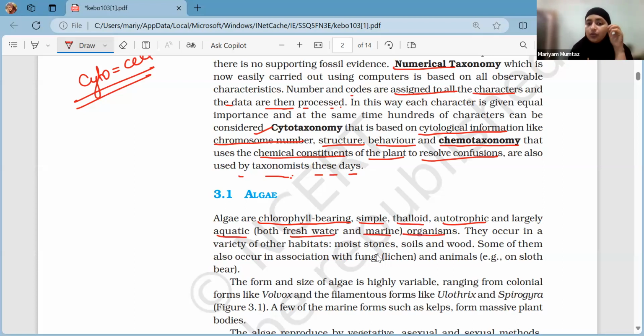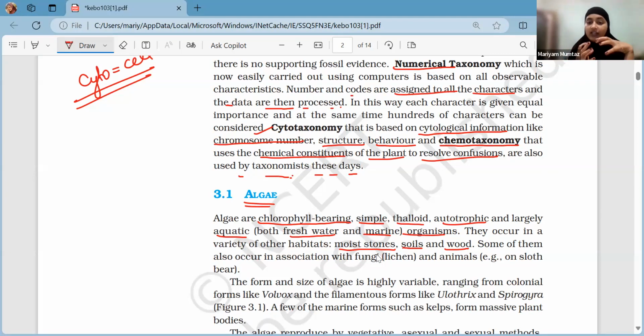You will find algae in the water. But apart from that, they are also found on moist stones, soils, even on wood. Okay, so these are certain characteristics. Now, we also know from biological classification that algae forms a symbiotic relationship with a fungus, right?